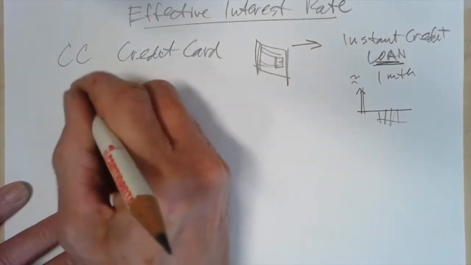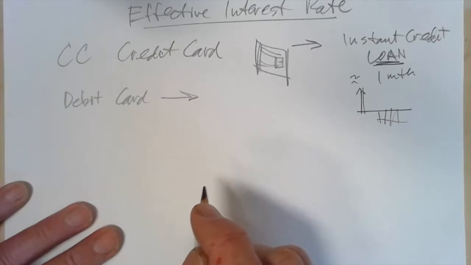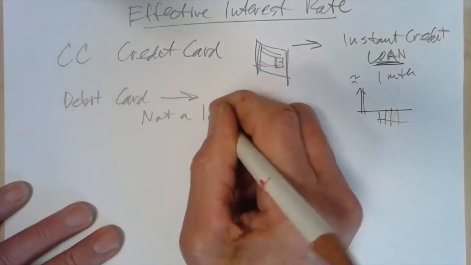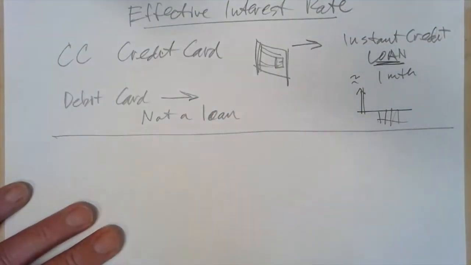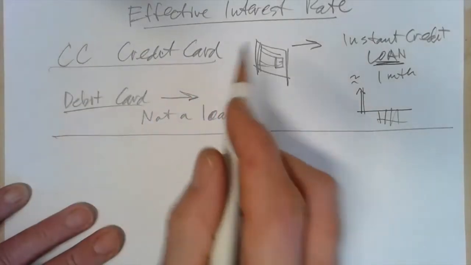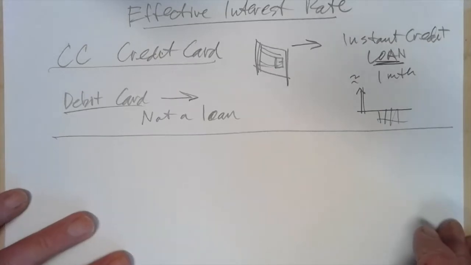A debit card, they take money instantly out of your savings account. This is not a loan. All right, so people who do not want to take on debt should have a debit card. However, you can use a credit card and still not pay the interest if you pay the balance every month.